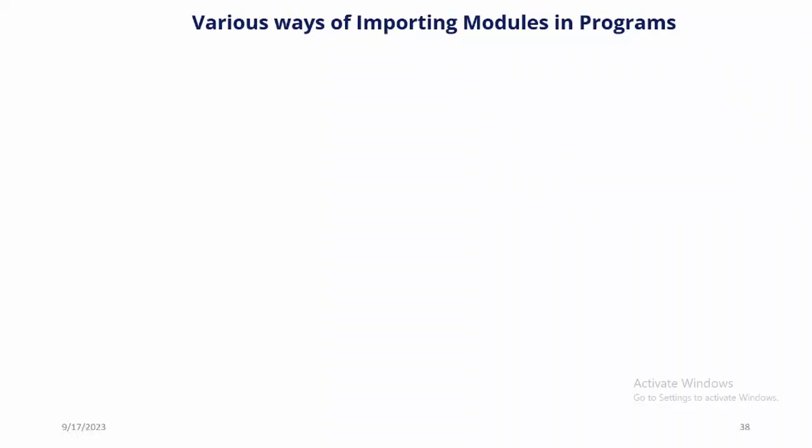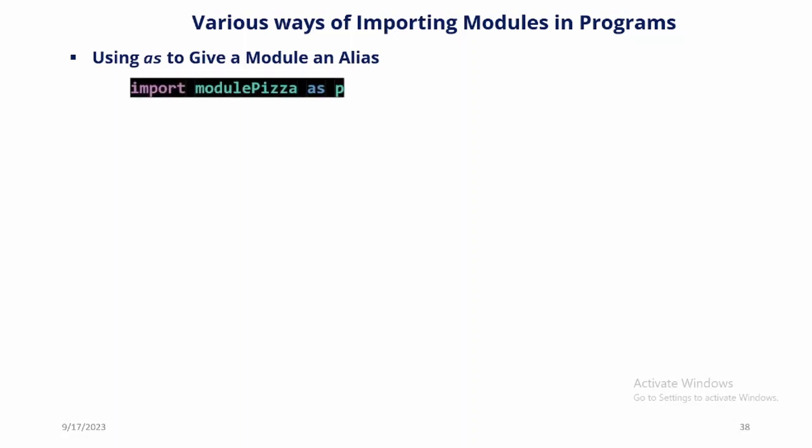So there are various ways of importing modules in programs, elegant ways to reduce your coding, your typing. You can use the as word to give a module an alias. For instance, instead of just saying import module pizza and every time we call the function we have to type the whole of module pizza, you can just say import module pizza as p. In which case, you don't have to say module pizza.greet customers when you call it. Rather, you just say p.greet customers.